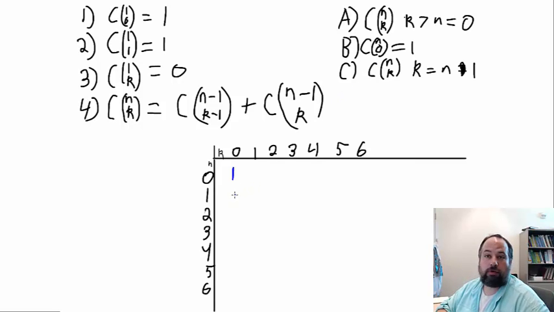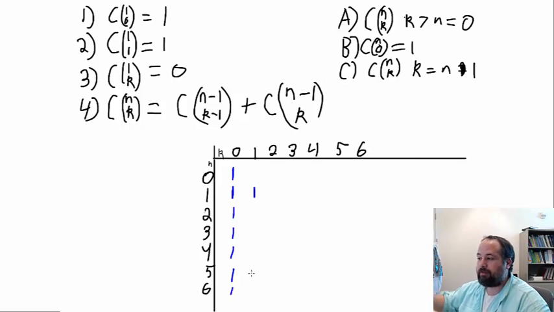1 choose 0, according to case number 1, is going to be 1. 1 choose 1, according to case number 2, is going to be 1. Per rule B there, all of these are going to be 1 now, right? Because anytime we're choosing 0, the only set we can end up with is the empty set.